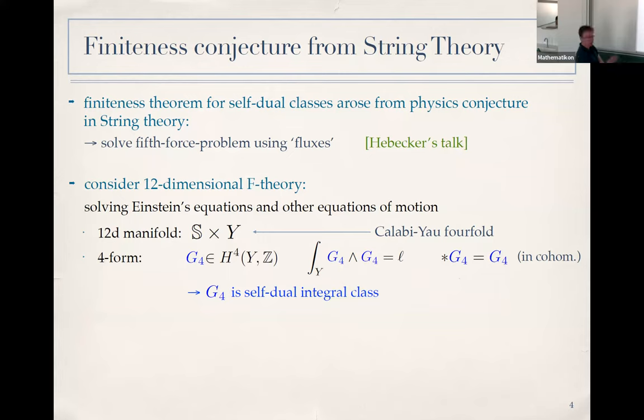In order to solve this problem, one introduces this integral class, and it has to satisfy a constraint, namely that its wedge product with itself has to be an integer. In fact, this integer cannot be too large. There are specific constraints, but it has to be some fixed number. Now, if you solve the equations of motion, the physical equations, then this cannot be just any integral class, but what you might want to call a self-dual integral class. Namely, under the Hodge star operation, it has to map to itself. Of course, this gives a constraint on the complex structure of this space in order that such a condition is met.